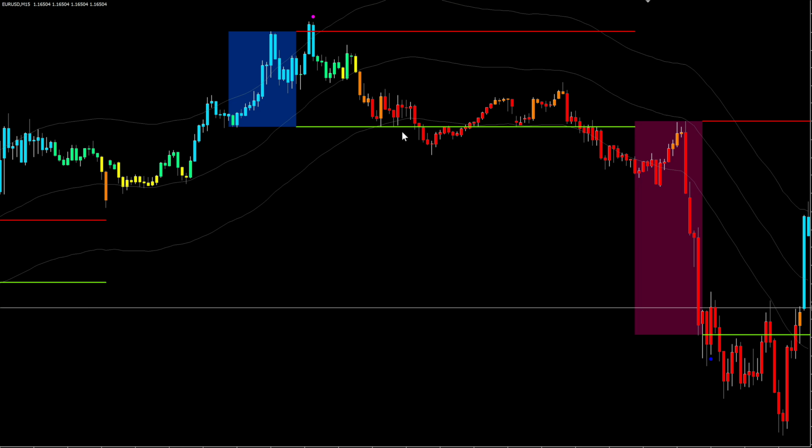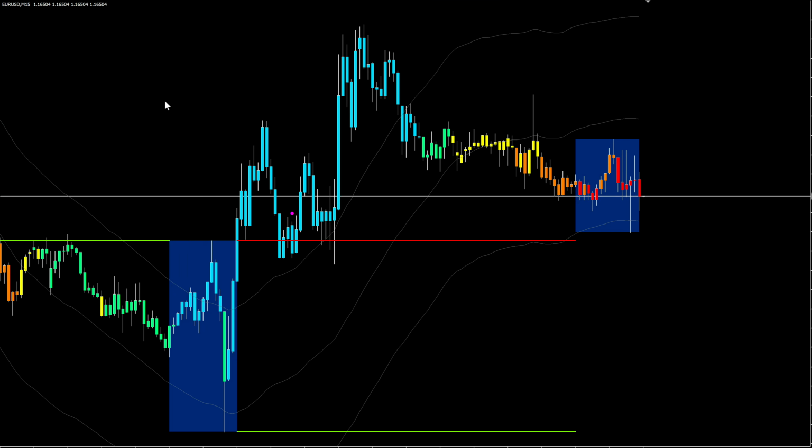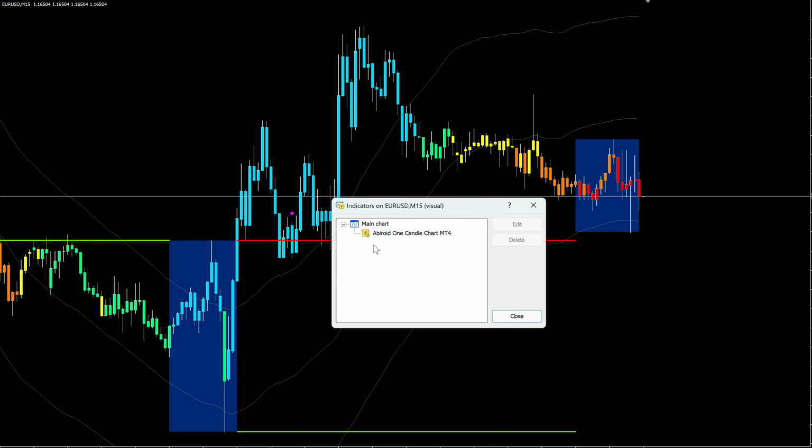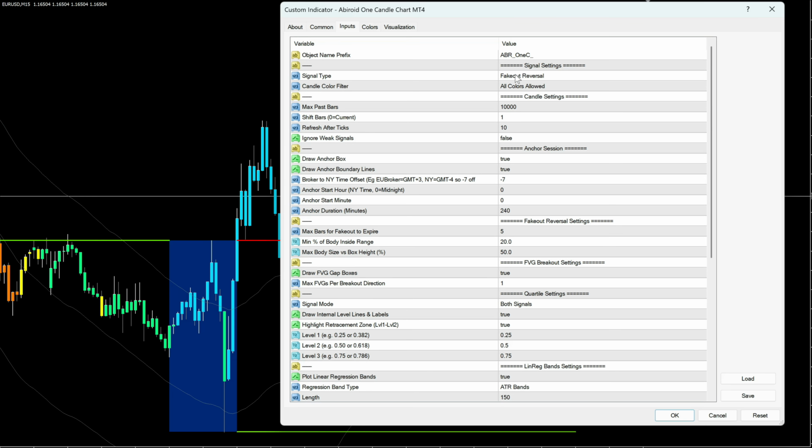Like if this is your take profit, make sure to set your stop loss to half of that. So for all the signals, you will get at least twice as much profit. And the final strategy that we have is the quartile continuation. Now, different strategies work very well with different pairs.